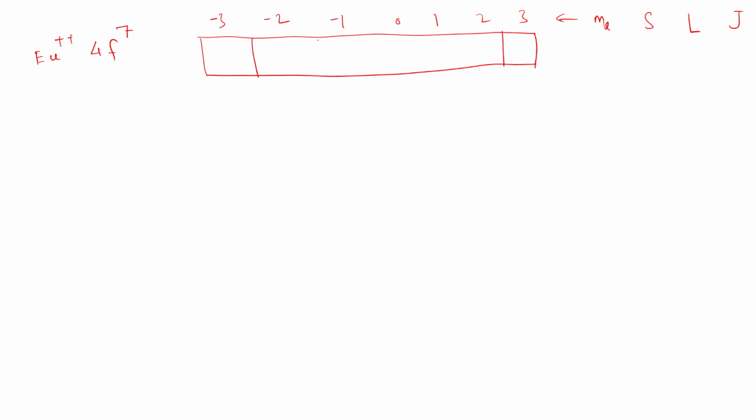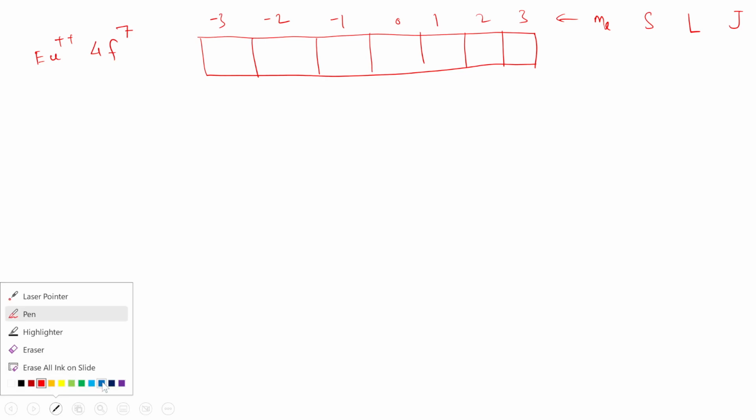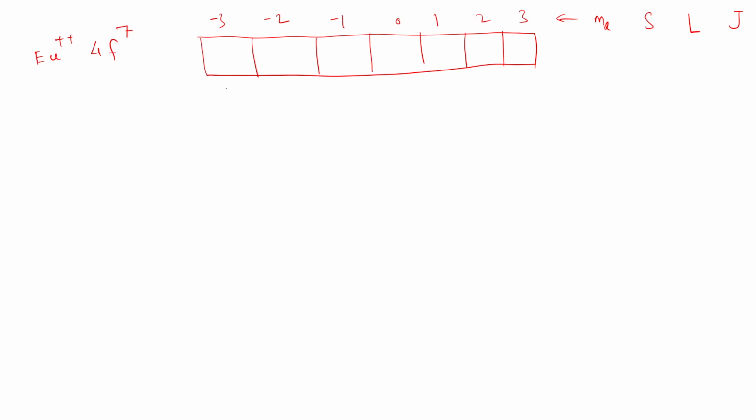So the way we fill this is, we have to fill the 7 electrons. So we have to fill each of the spins separately as long as there are available states. This is just to ensure that electronic repulsion is minimized. So 1, 2, 3, 4, 5, 6, 7. So this is how we fill the 7 electrons.